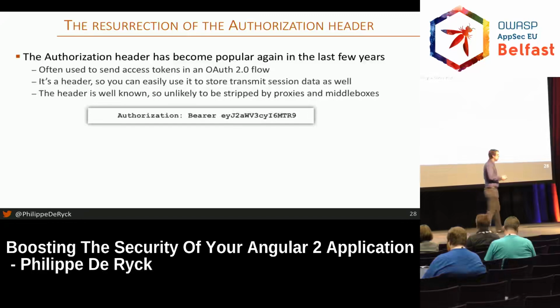What I'm talking about is using the authorization header to transmit session information, transmit session object, a token, doesn't really matter. The reason this became popular again, it's used a lot in OAuth flows. So if you have an OAuth flow with an access token and you need to send that to the server, this is probably the way you're going to do that. The reason to use the authorization header, one of the reasons is it's well known. It's been around for 25 or 30 years. So a lot of software proxies on the internet will recognize it and will not remove it.